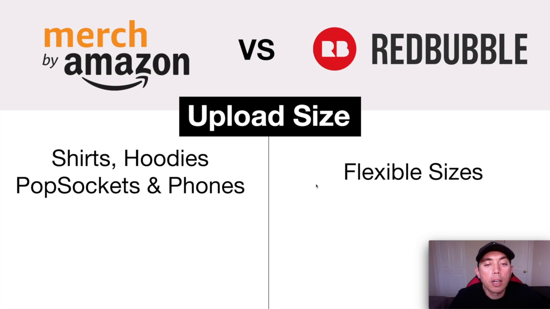So let's talk about upload size. You may not think of this as a big difference, but there is a difference. With Merch by Amazon, you have a specific size for each of these products, whereas Redbubble is a little more flexible. If you do a maximum size, like I showed in one of my videos, you could do a size that fits everything and then put it on everything.